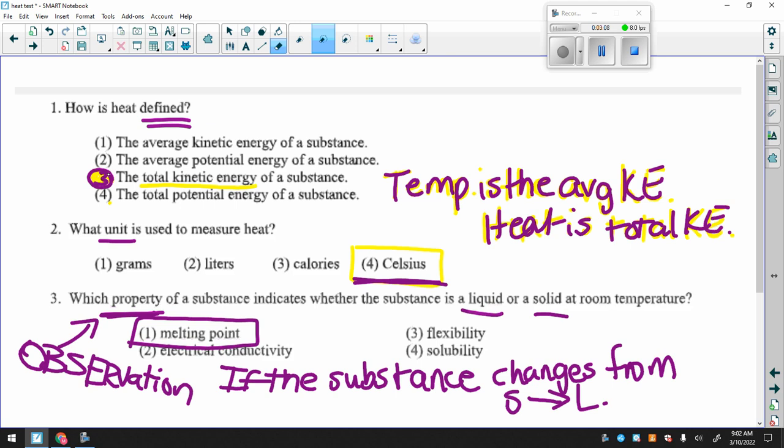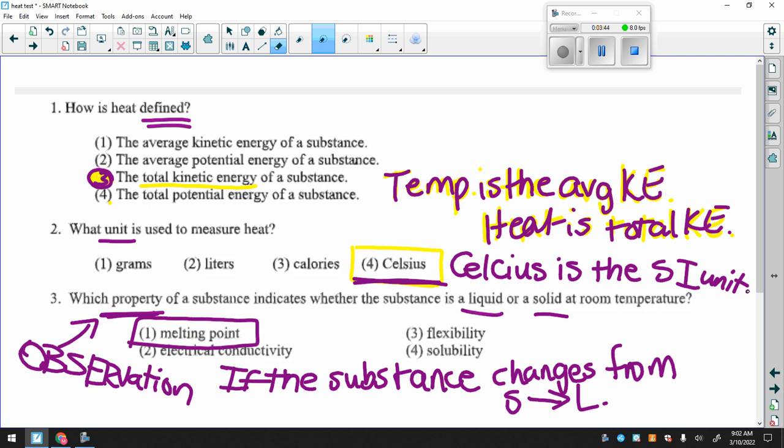Number 2, if you got this wrong: what unit is used to measure heat? Celsius. Calories. Calorie is the SI unit for heat. If you got this wrong, that's your why. SI is System International, which means that the country doesn't necessarily have to use it, but international means the whole world uses it as a whole. It's known worldwide.